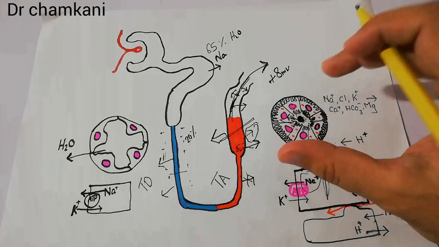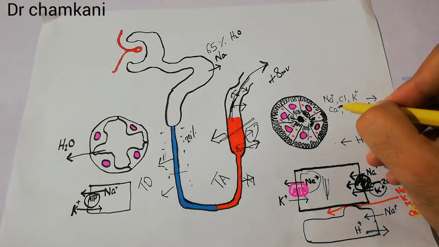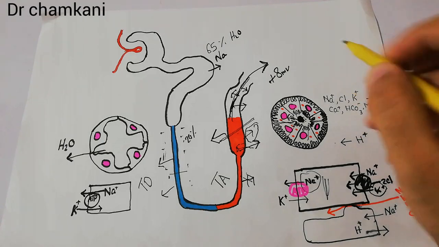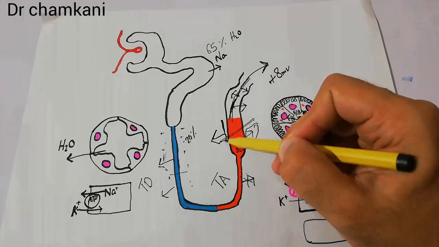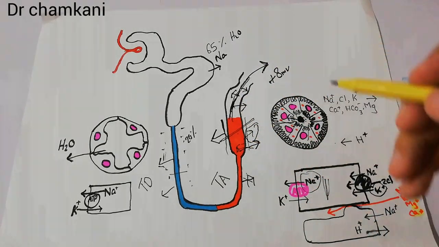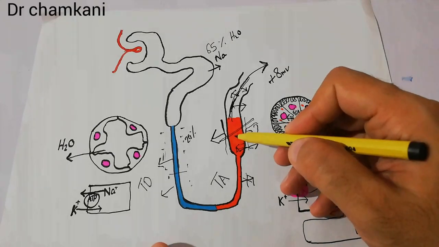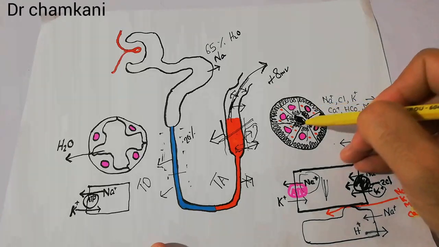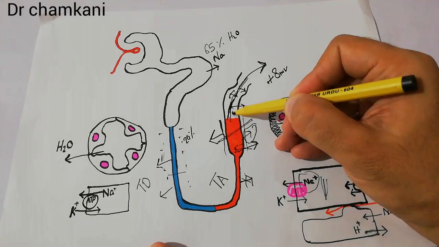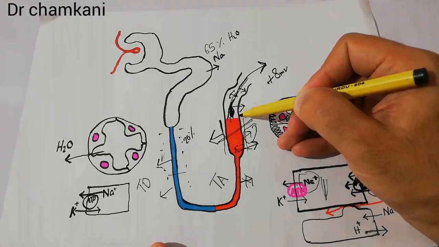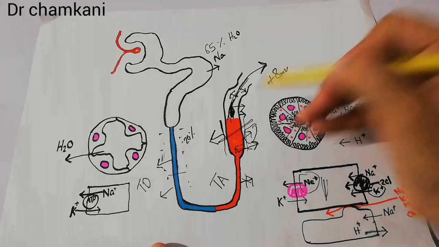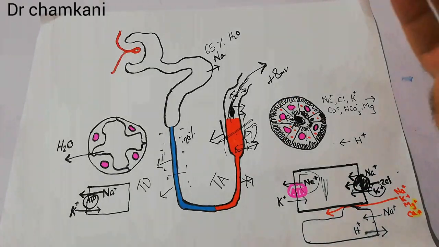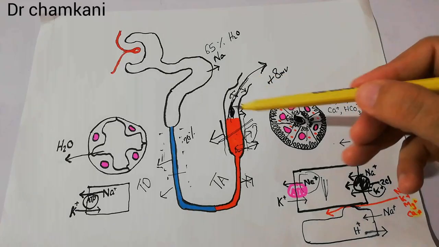And there is a lot of reabsorption of calcium, magnesium, bicarb, sodium, potassium, chloride in the thick ascending segment. In this area, a lot of ions get reabsorbed from this tubule, from this region, initially into the cells and then finally into the interstitial area, into the interstitium. So that's the difference between these segments.